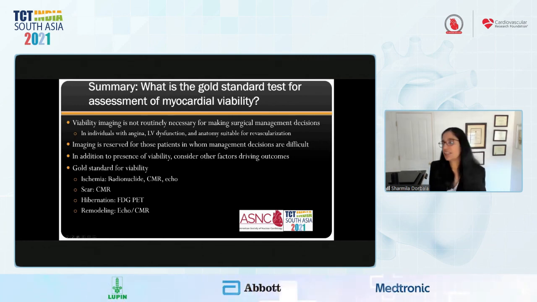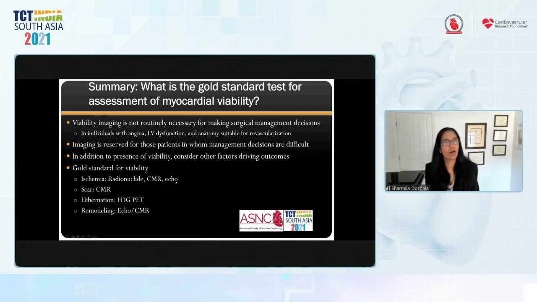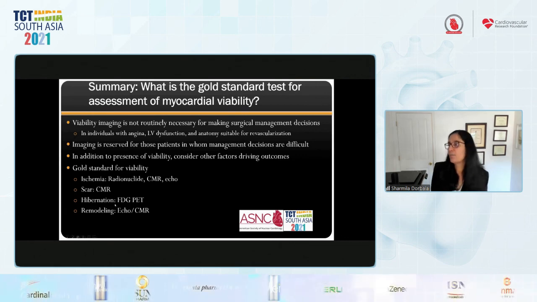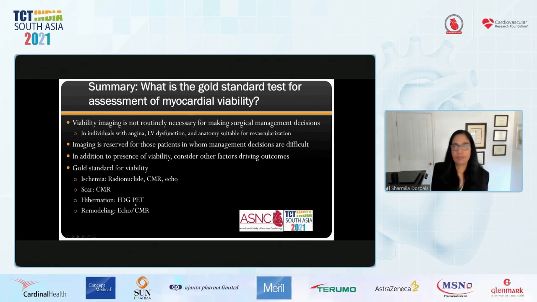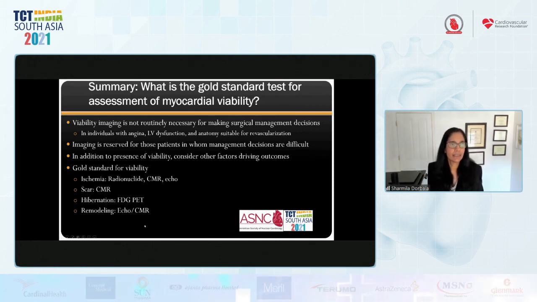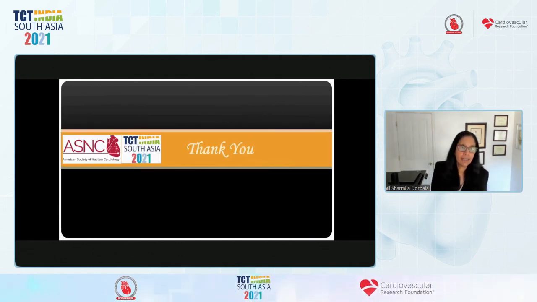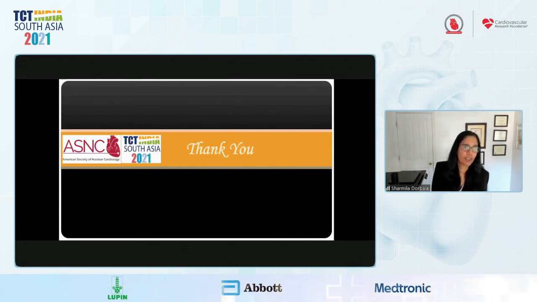So what is the gold standard? For ischemia testing, radionuclide imaging, cardiac MRI, or echocardiography. Cardiac MRI is the reference standard for measuring scar because it can detect subendocardial scar and quantify it. For hibernating myocardium, FDG PET is the gold standard. And for assessment of myocardial remodeling, it's either echo, MRI, or you can even get volumes and EF with radionuclide techniques. With that, I would like to thank you all for attending this session and open for any questions.